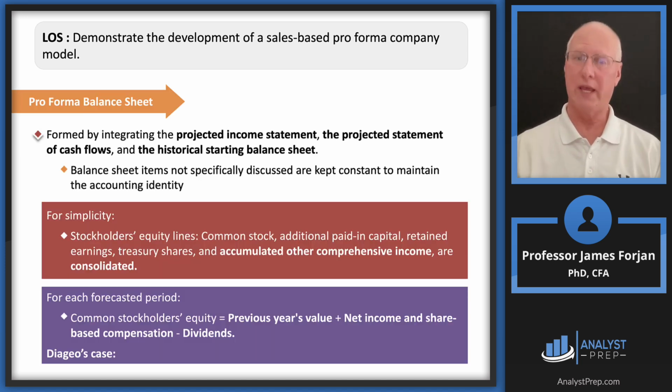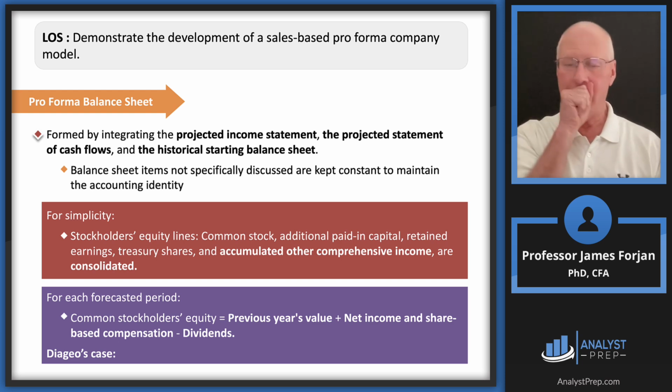Moving from the income statement and the cash flow statement, it makes sense then to go ahead and project the balance sheet in its pro forma sense. Notice what we have in that first diamond point, the historical starting balance sheet. That's probably where we'll start. But for simplicity, we're going to say that a bunch of these accounts are consolidated. And the stockholders' equity, you know this from a previous learning module, down in the purple.